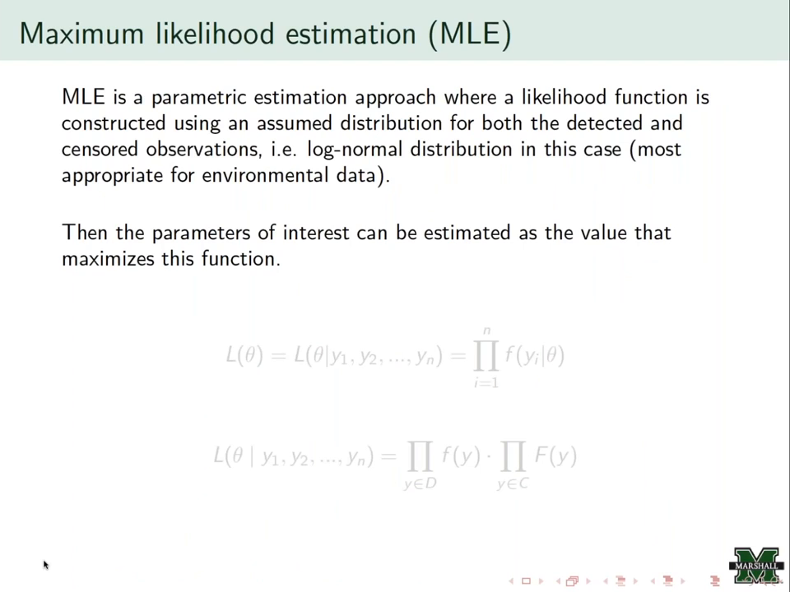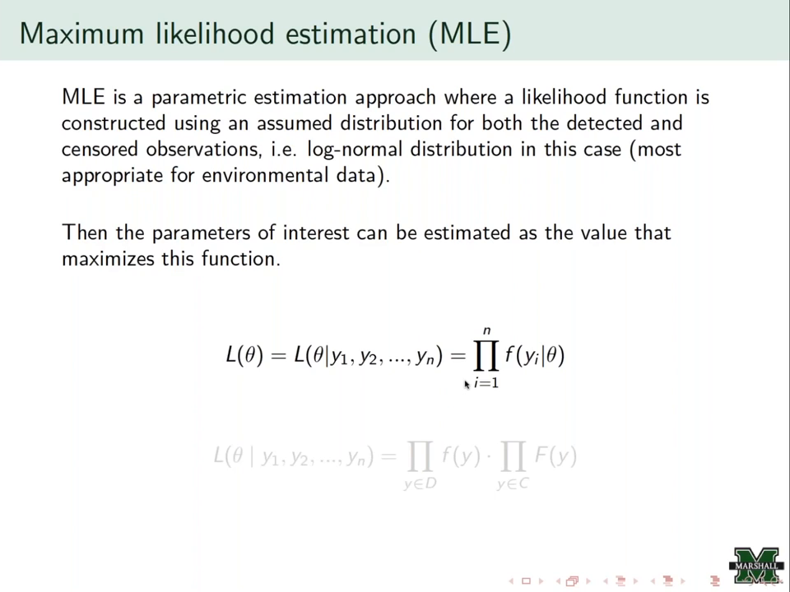Moving on to maximum likelihood estimation. This method assigns an assumed distribution to the data, both the detected values and the proportion of censored observations. Using the assumed distribution, which in this case is the log normal distribution because it has a positive support, this aligns very well with environmental data because all the measurements will be positive, for example, that contaminant in soil.